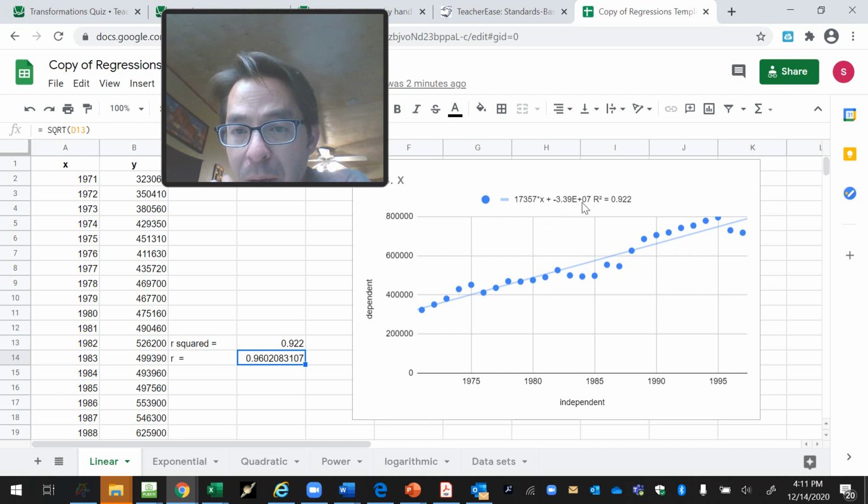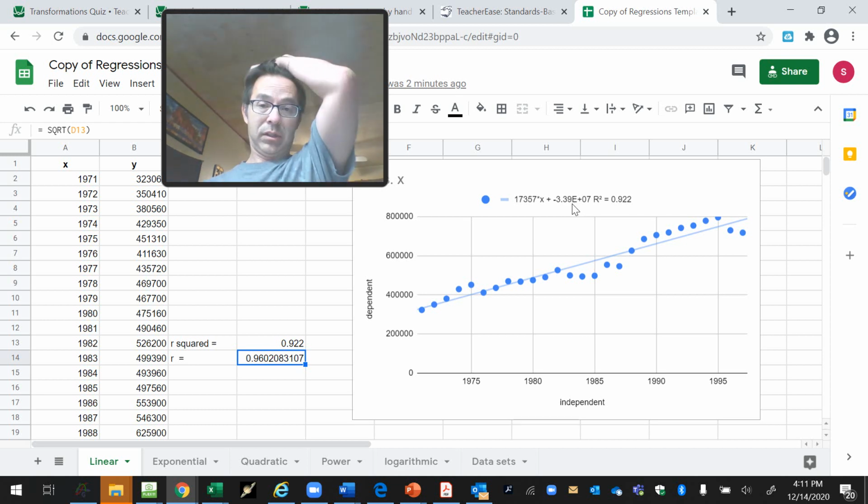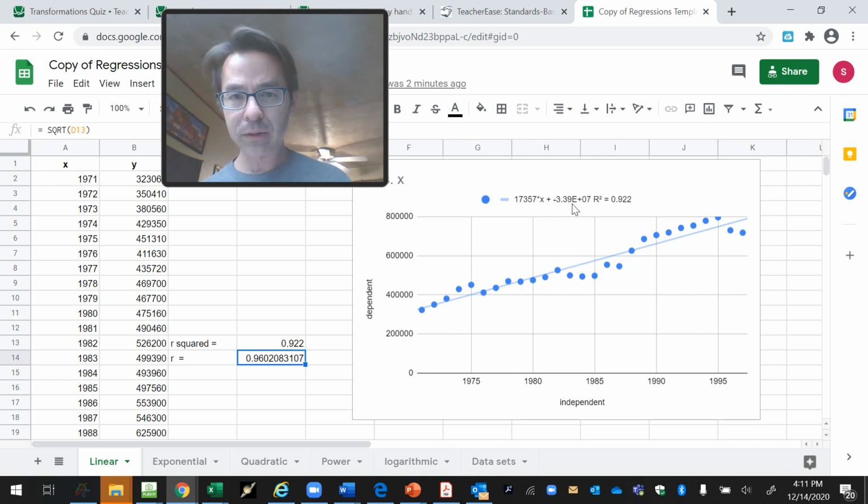So this is a positive exponent, so we need to move that decimal point 7 spaces to the right. 7 spaces to the right. I'm going to write this down. You should write it down too. 17357x plus negative 3.39 e plus 07 really means times 10 to the power of 7.